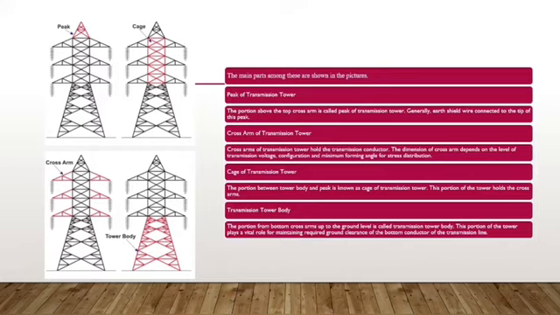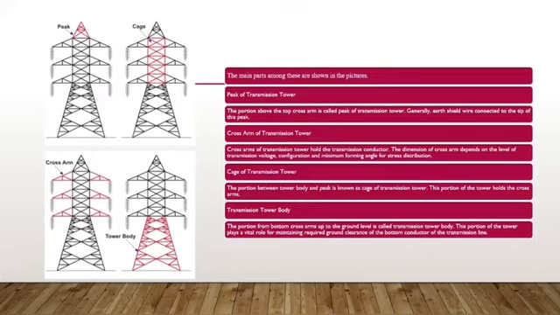The second one is the cross arm of the transmission tower. The cross arm of the transmission tower holds the transmission conductor. The dimension of the cross arm depends on the level of transmission voltage, configuration, and minimum forming angle for stress distribution. The third one is the cage of the transmission tower. The portion between the tower body and peak is known as the cage of the transmission tower. This portion of the tower holds the cross arms.